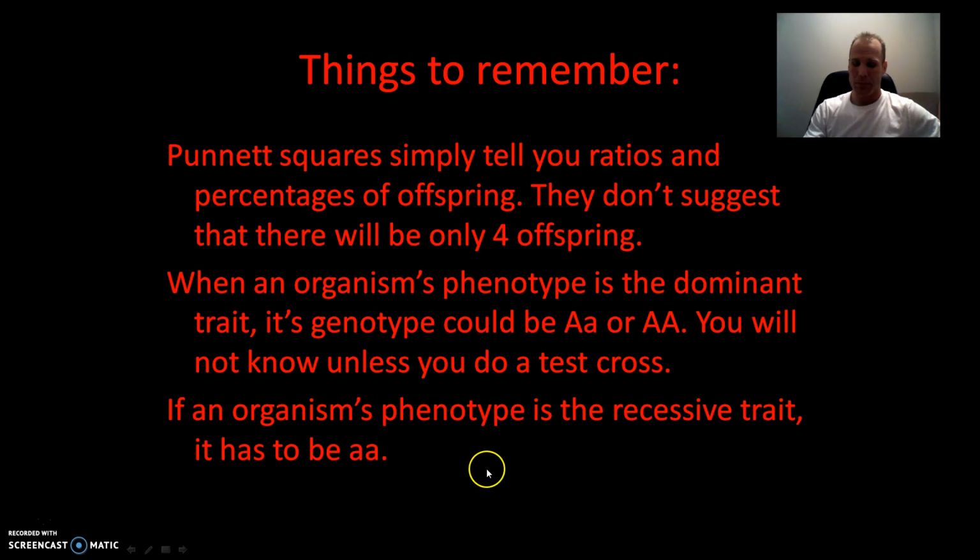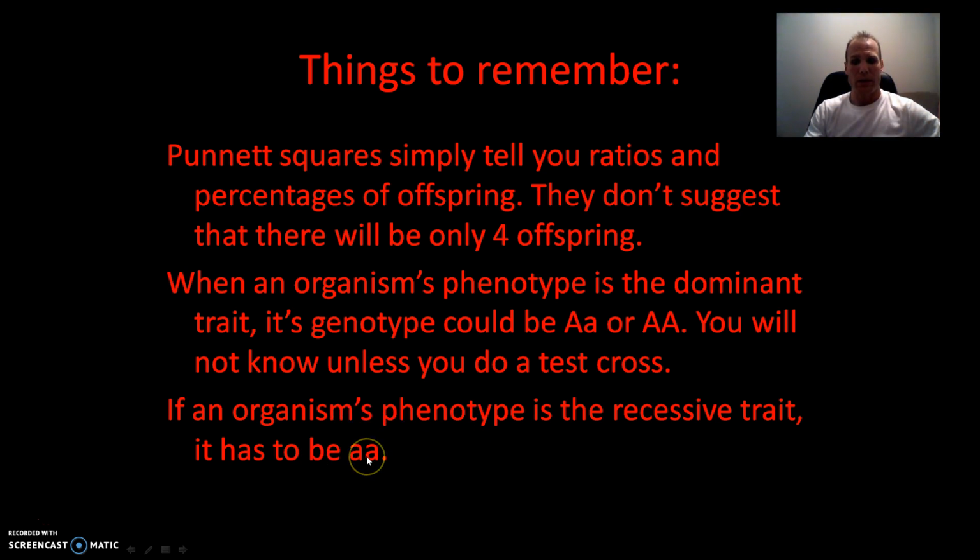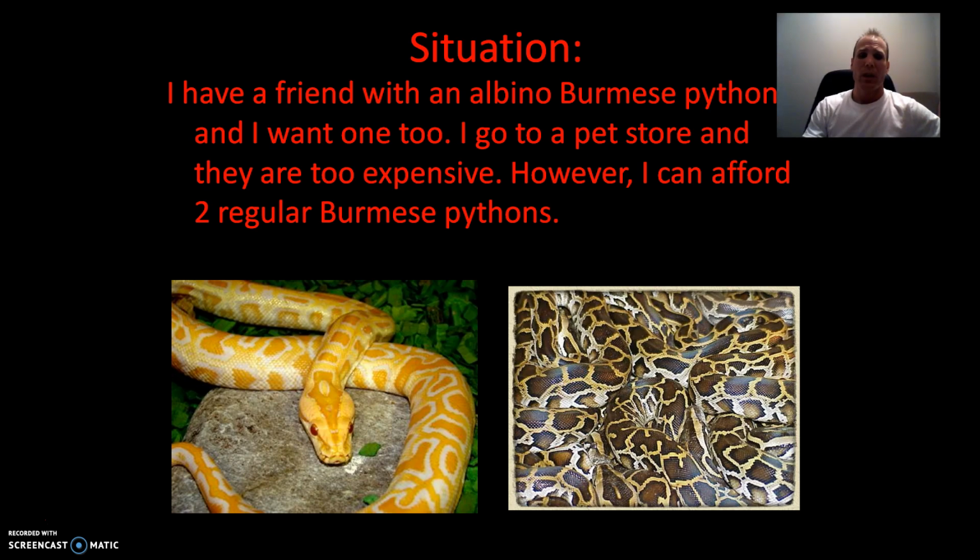Remember that for later. If the organism's phenotype is a recessive trait, in other words, if it's recessive, like this albino trait, you know that its genotype has to be homozygous recessive. There's no other way. All right, so here we go. Let's say I have a friend who has an albino Burmese python, like this really pretty one over here, and I want one too. I go to a pet store, and they're too expensive.